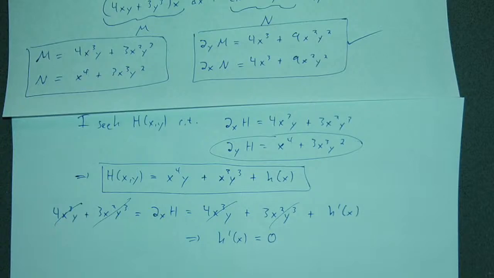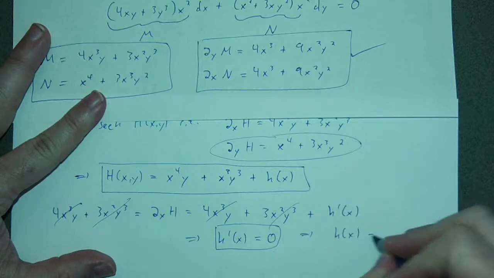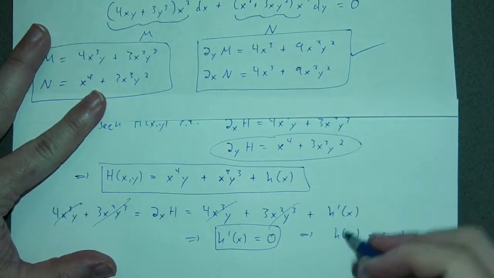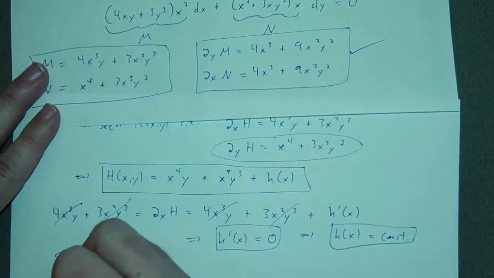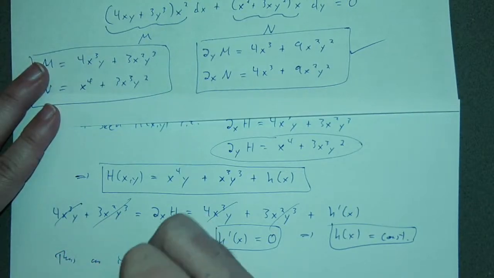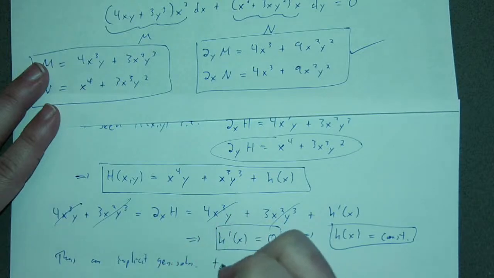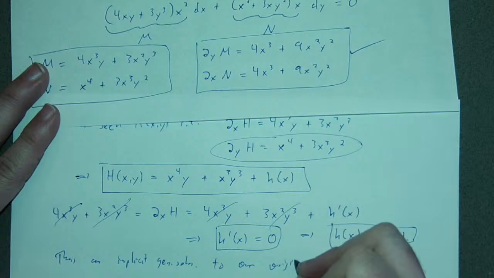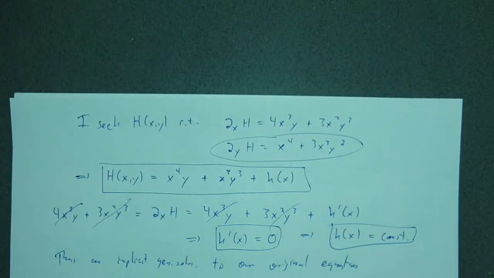Okay, so what does this mean? This means that little h of x is actually just a constant. Of course, we don't care what constant, since we're looking for an implicit solution, so we can pick that to be 0 if you like, or you can say I just absorbed that in the constant on the right-hand side. Thus, an implicit general solution to our original equation, which I might remind you, looks like this.